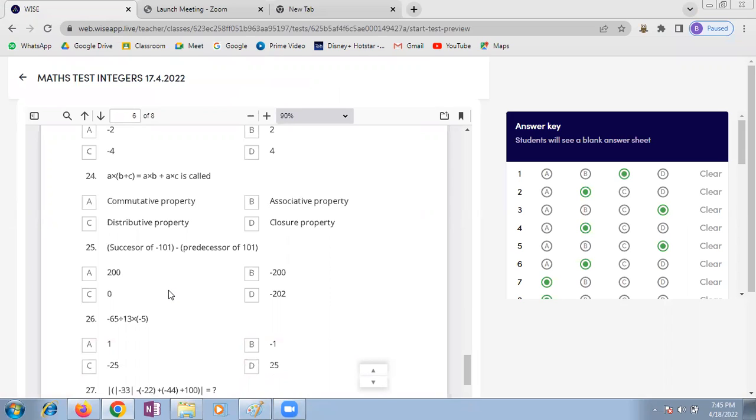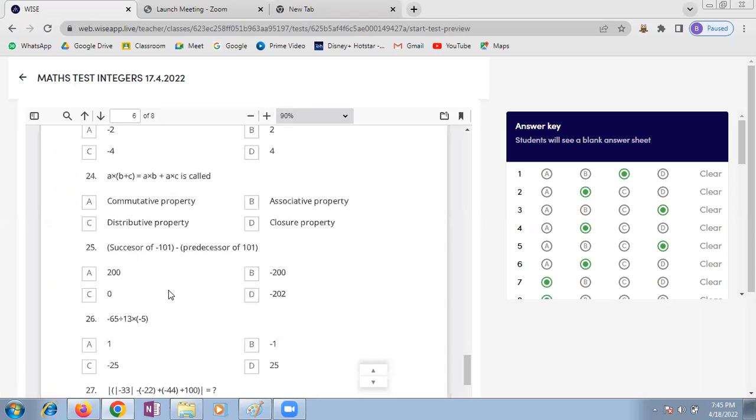The answer is going to be Jane, interesting question. Successor of minus 101. Successor means the next number, after the number. For negative numbers, for example, the successor of -2 is -1. So the successor of -101 is -100, plus 1.